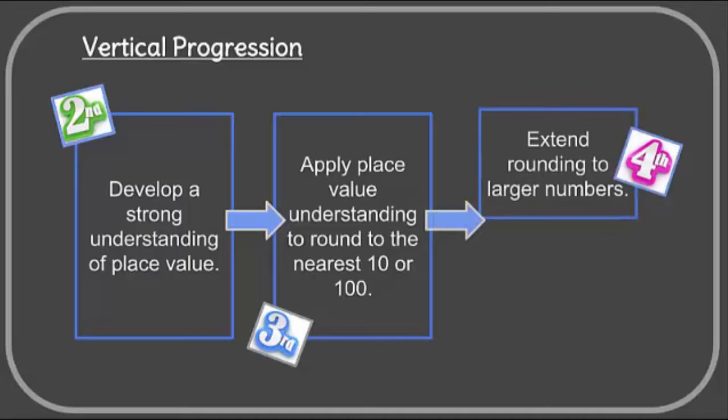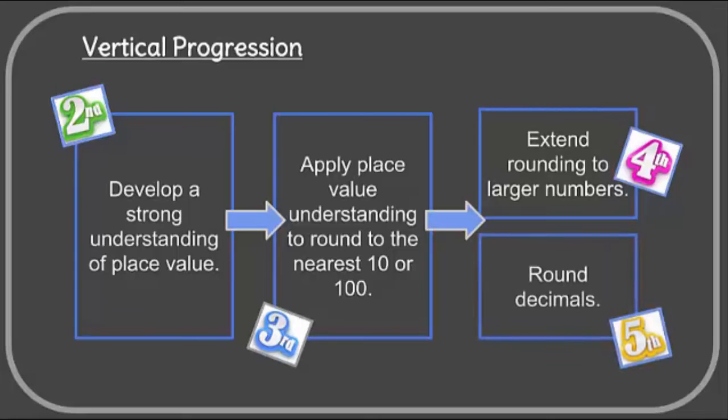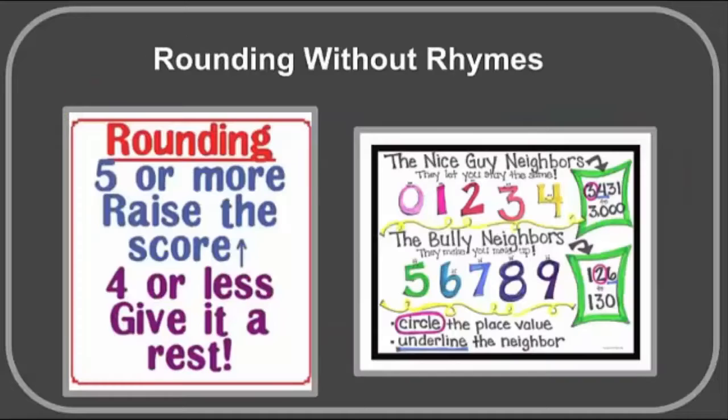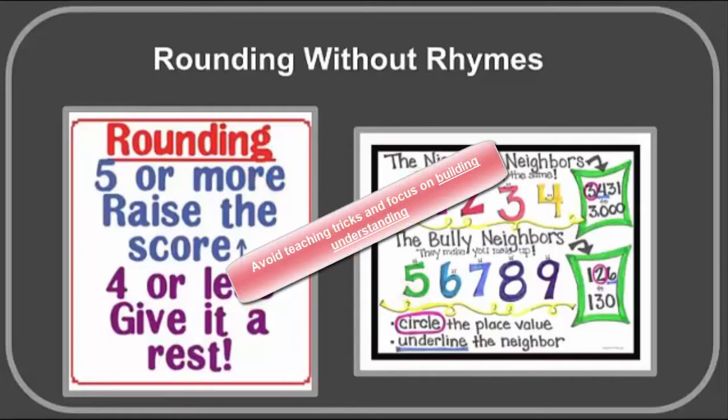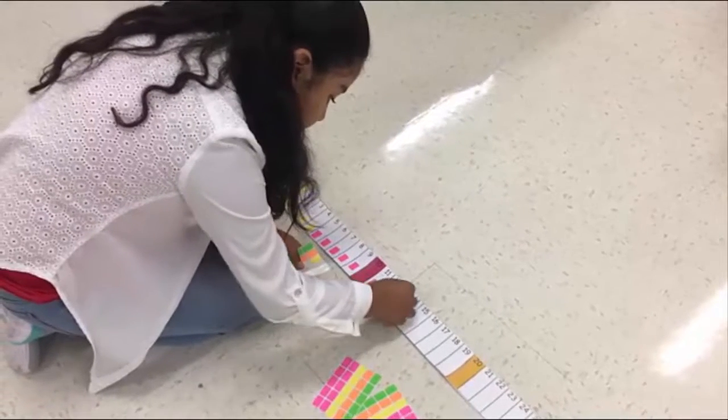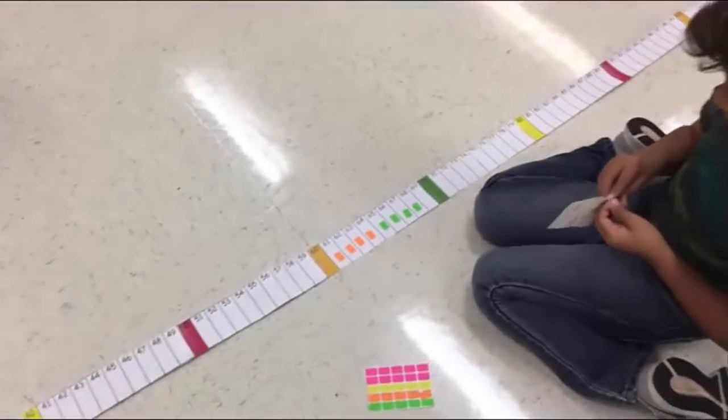Fourth graders extend rounding to larger numbers and rounding within any place, while fifth graders extend their understanding to rounding decimals. When teaching rounding, it is important to focus on place value understanding instead of relying on rhymes and riddles. Tricks encourage students to skip the place value understanding that is critical for making sense of the math and applying it to real-world situations. To help build conceptual understandings, students can create rounding models.